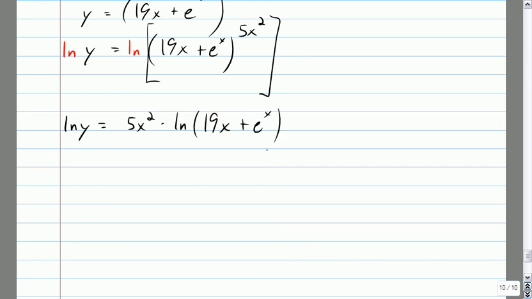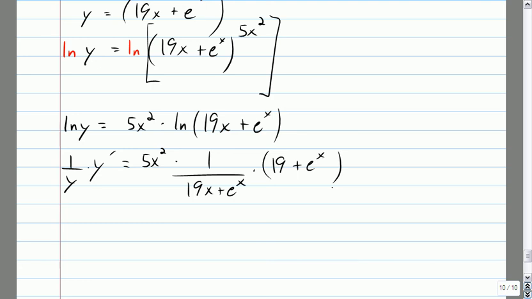Okay, now you got to find the derivative of both sides. 1 over y prime. We got some product rule. So 5x squared times 1 over 19x plus e to the x times the derivative of 19x is 19. Derivative of e to the x is e to the x. So that's half of the product rule. So plus 10x, and then multiply by what you got there. So natural log 19x plus e to the x.